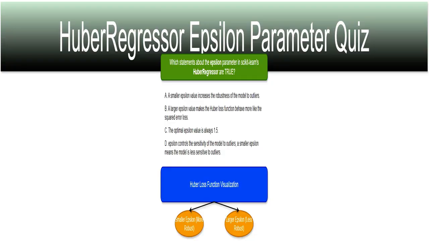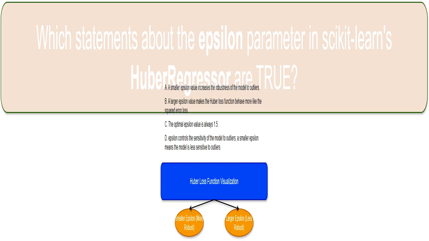This quiz focuses on understanding how the epsilon parameter affects the HuberRegressor. In Sklearn, a popular machine learning library, the HuberRegressor uses a loss function that's robust to outliers, and epsilon controls how robust it is. Let's examine each statement about the epsilon parameter. We'll need to understand how it influences the behavior of the Huber loss function.